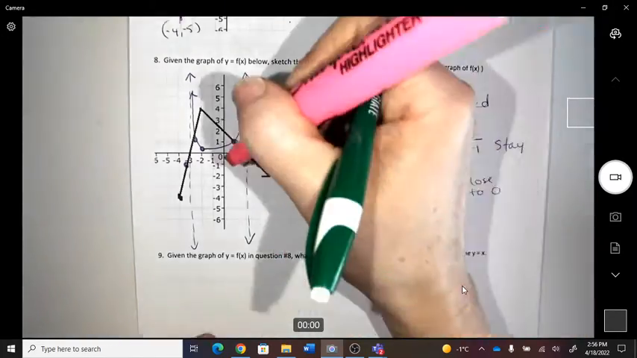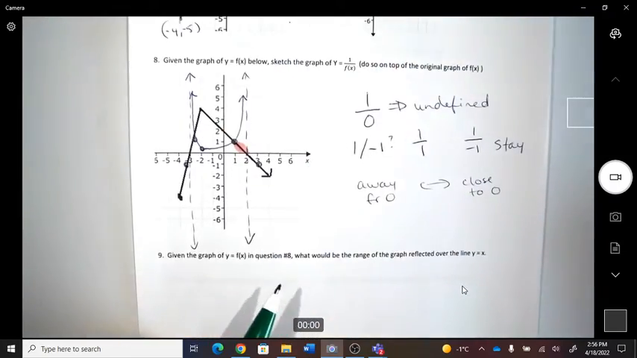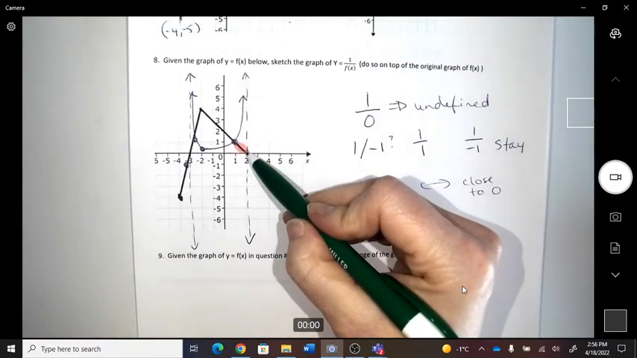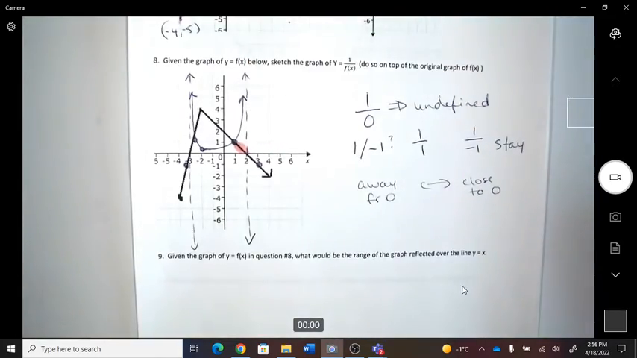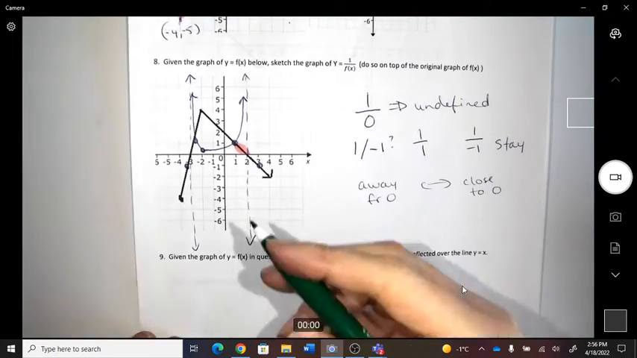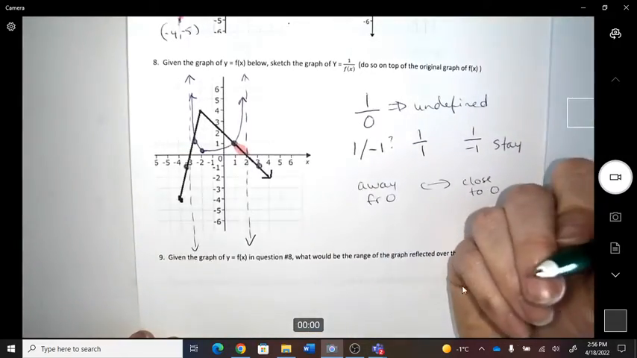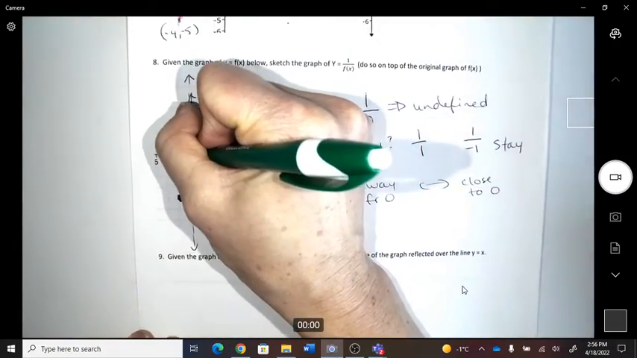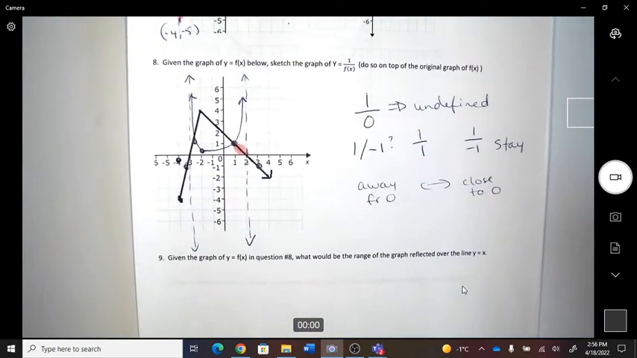Do you guys understand this piece? If I think about this pink area right here, that section of my graph is getting closer and closer to 0. So what's going on with my graph? It's going away from 0 there, right? Okay, now I'm going to go to this left section. The lowest is -4. So now it's going to be the highest at -1/4.